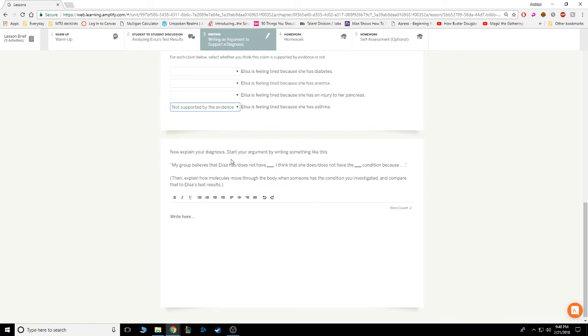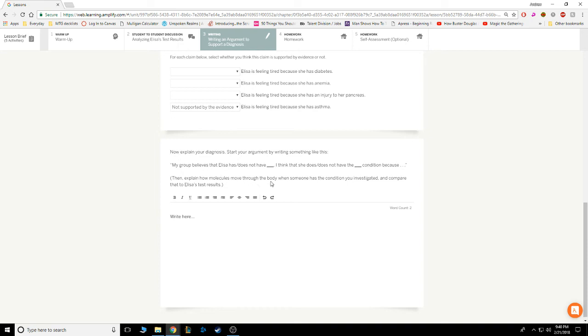So now we have to explain our diagnosis. Let's use this sentence starter to do it, and I'll give a brief introduction before you write your own. My group believes, remember my group refers to the class, and we'll talk about this as a class before you begin writing it, that Elisa has or does not have blank. In this case, it's a condition of some sort. I think that she does or does not have the blank condition. Again, this condition is either anemia, diabetes, pancreas injury, or asthma, because.